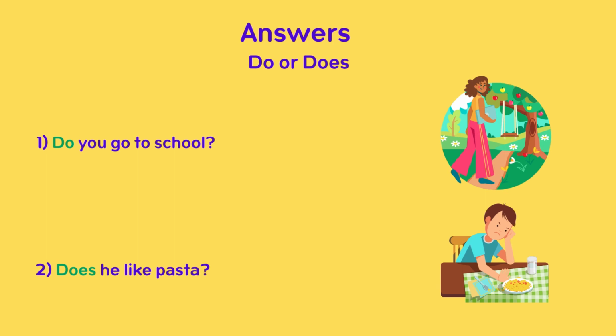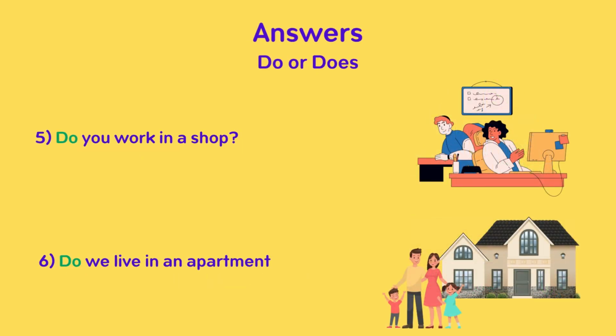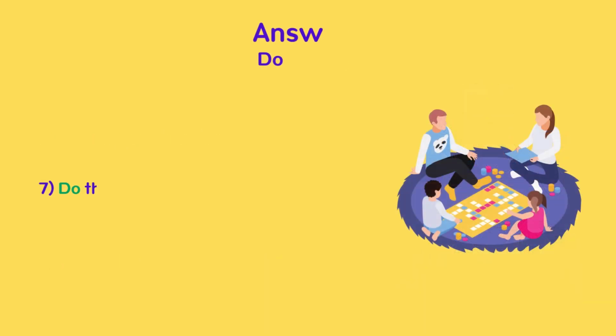Now, are you ready to check the answers? Let's start. Do you go to school? Does he like pasta? Does she live in Turkey? Does it often rain in the desert? Do you work in a shop? Do we live in an apartment? Do they watch TV? So far, we learned how to make simple present tense, positive, negative, and question forms.